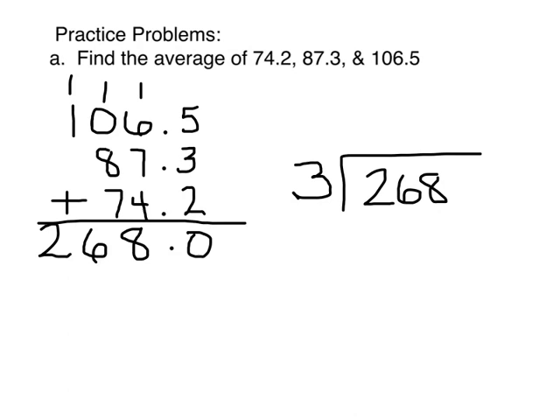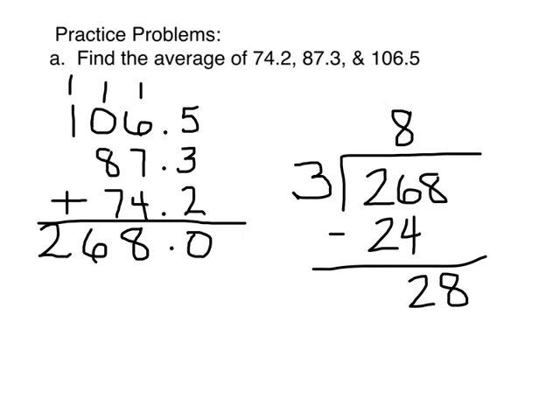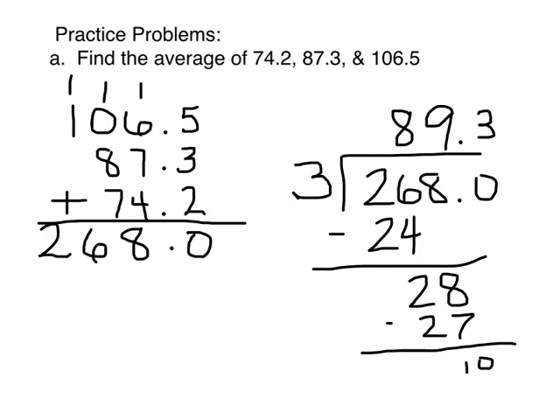So 3 will go into 26 8 times, and 8 times 3 is 24. When I subtract, I bring down my 8. 3 will go into 28 9 times. And 9 times 3 is 27. I have 1 left over, so if I put a decimal there and add a 0, 3 will go into 10 3 times. And that would be 9. And that's going to continue to give me a repeating decimal. So I'm just going to put 89.3 with the bar over. Okay, go to the next one.